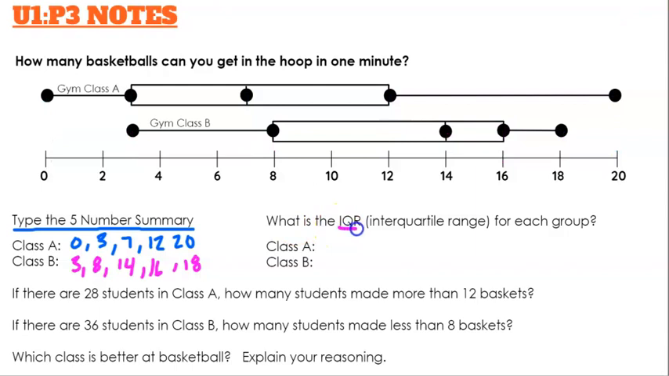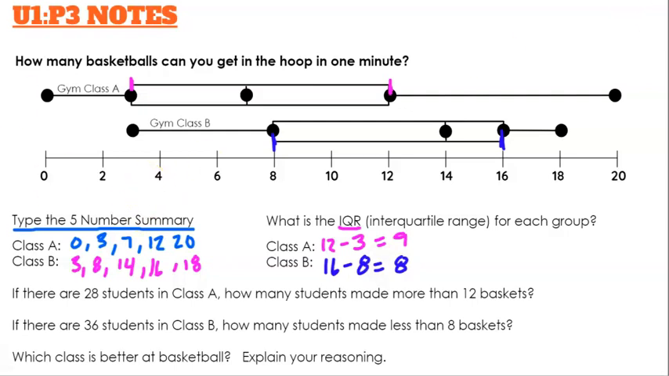All right, the IQR, or the interquartile range for each group, that just means we're going to subtract the lower quartile from the upper quartile. So for Class A, we're going to subtract 12 and 3. So we'll do 12 take away 3, which is 9. And then for Class B, upper quartile take away lower quartile. So we've got 16 take away 8, which is 8.